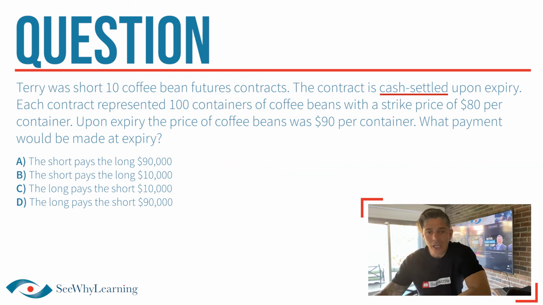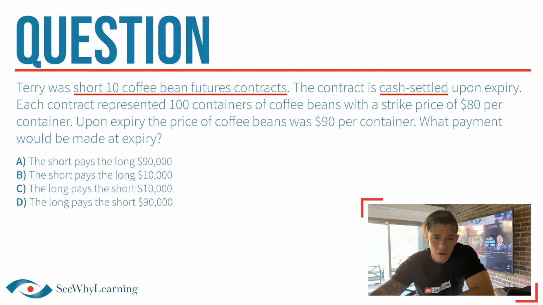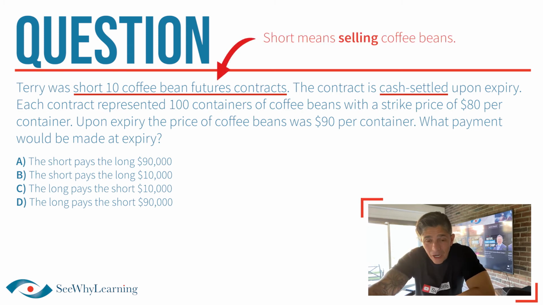So again, Terry is short the contract. So let's make a note here beside that. That means she's selling, right? Remember, long means you're buying. If you're short, you're selling. So let's make a note here that she is selling coffee beans.